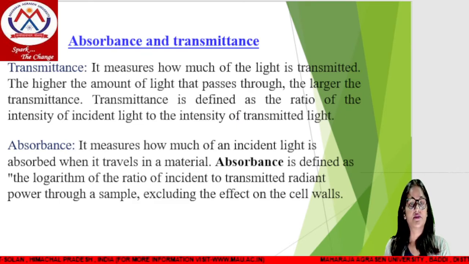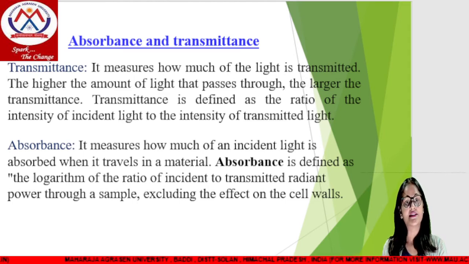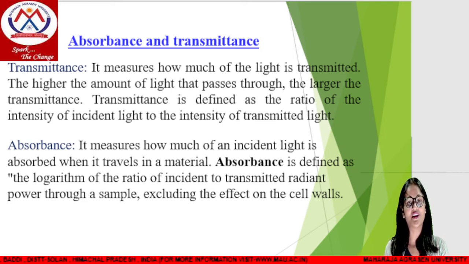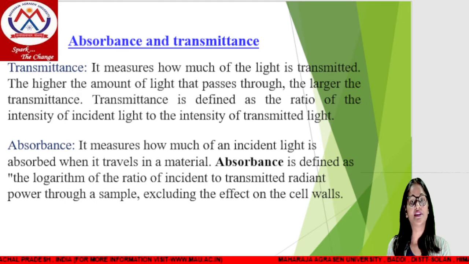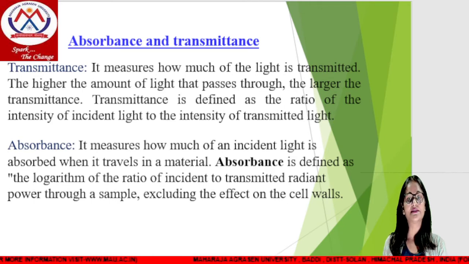As I have already discussed, the quantitative measurements are done in terms of absorbance and transmittance. Transmittance measures how much of the light is transmitted. The higher the amount of light that passes through, the larger the transmittance. Transmittance is defined as the ratio of the intensity of the transmitted light to the intensity of the incident light. And absorbance measures how much of an incident light is absorbed when it travels in a material. Absorbance is defined as the logarithm of the ratio of the incident to transmitted radiant power through a sample, excluding the effect on the cell walls.